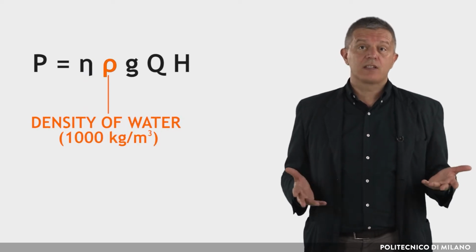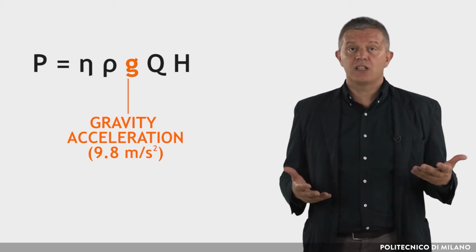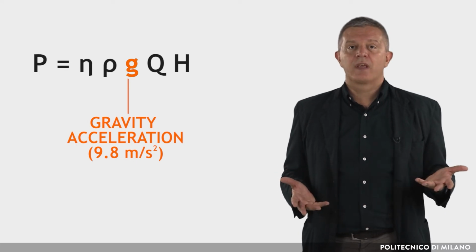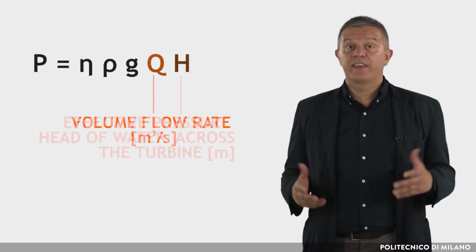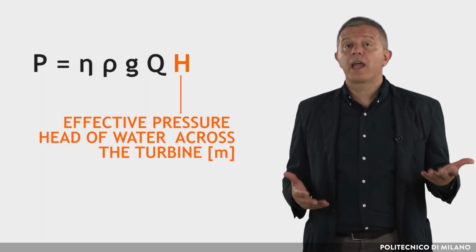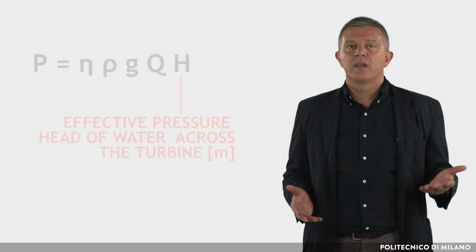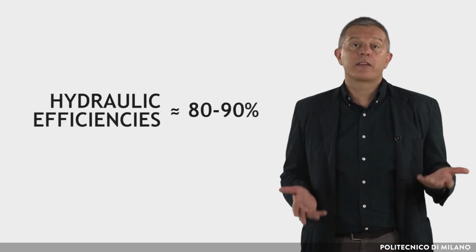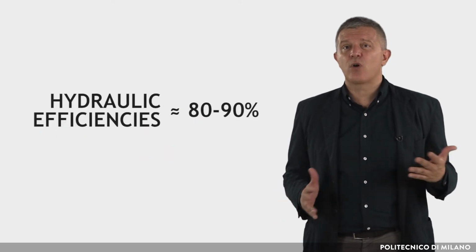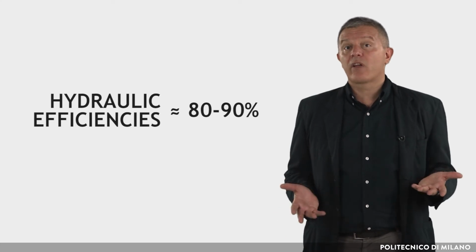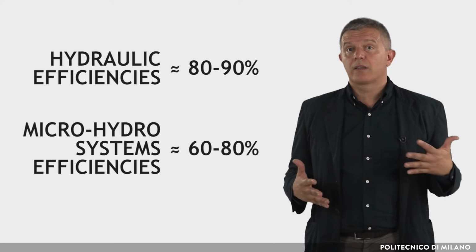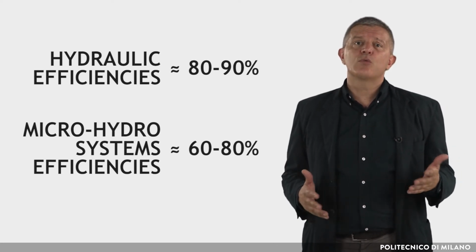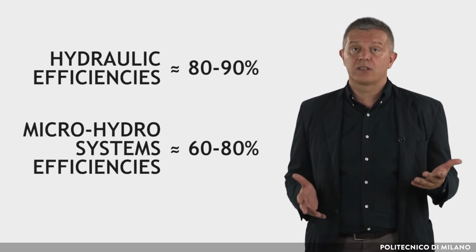Rho is the density of water. G is the gravity acceleration. Q is the volume flow rate passing through the turbine, and H is the effective pressure head of water across the turbine. The best turbines can have hydraulic efficiency ranging from 80 to over 90%, although this will reduce with size. Microhydro systems, smaller than 100 kW, tend to be 60 to 80% efficient.